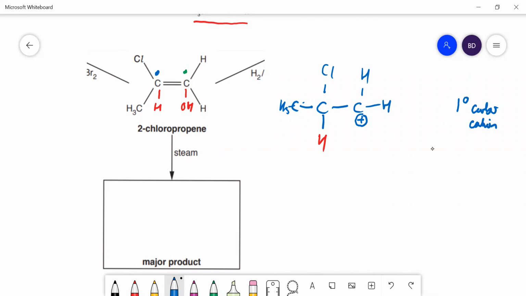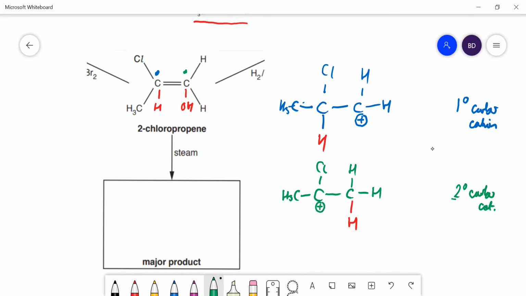Let's see what happens if it sticks onto the green one. Then we're going to get something different. So it sticks onto the green one here, and we're going to have a positive charge on that one. Now you can see what kind of a carbocation is that? That's a secondary carbocation. Which is the most stable? It's the secondary, so that's the one that's going to form to give you the major product, so we're not going to get that.